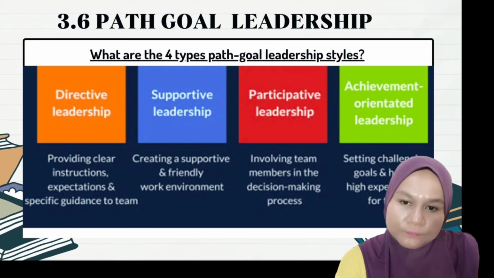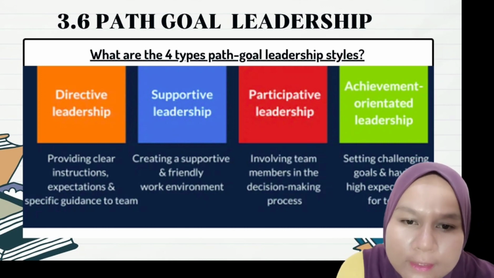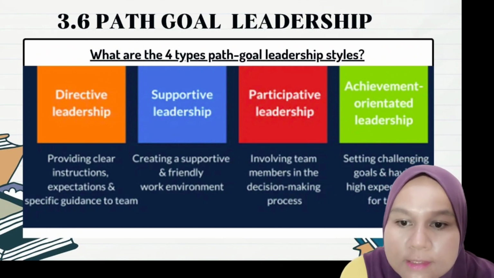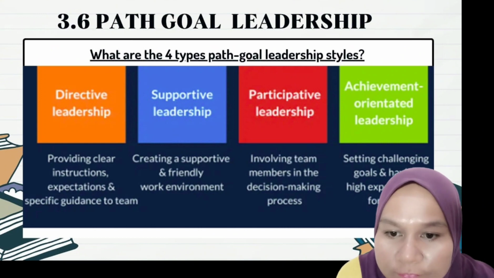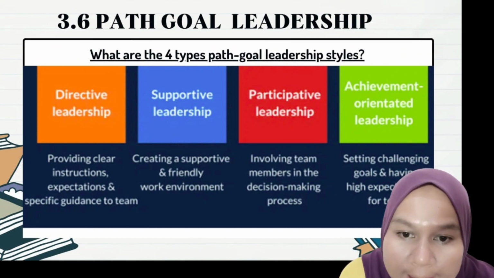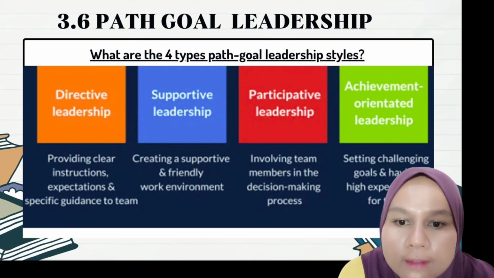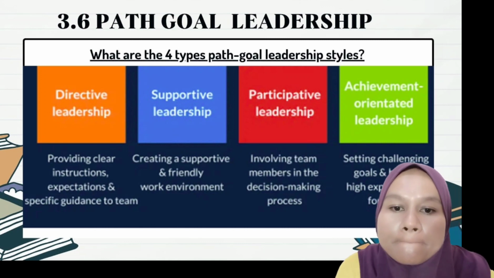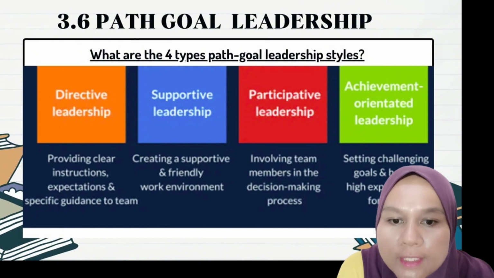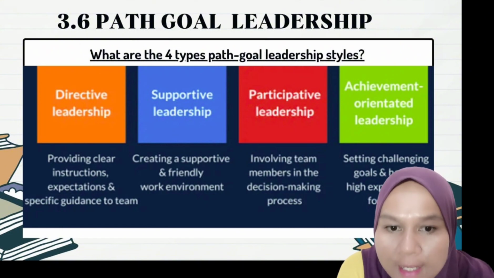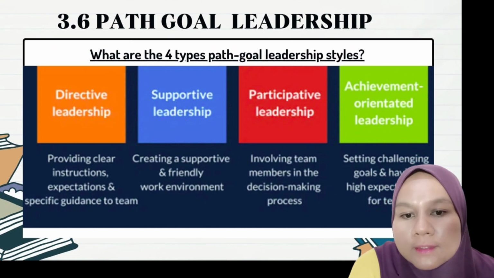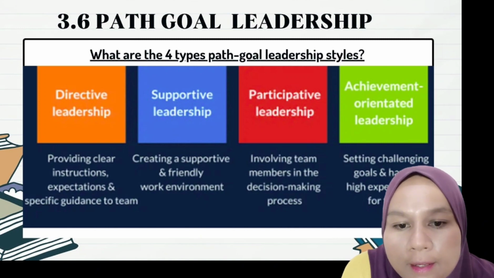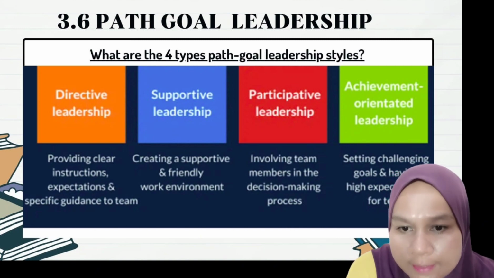Okay, now what are the 4 types of path-goal leadership styles? Okay, number 1, directive leadership, providing clear instructions, expectations and specific guidance to the team. Okay, number 2, supportive leadership, creating a supportive and friendly work environment, very important. And then number 3, participative leadership, involving team members in the decision-making process. And the last one, achievement-oriented leadership, setting challenging goals, having high expectations for teams.